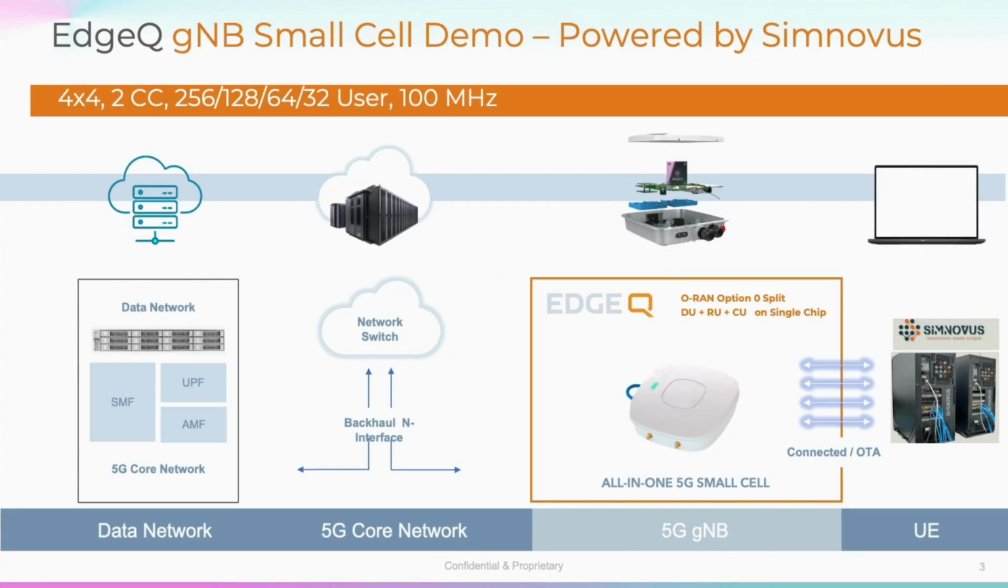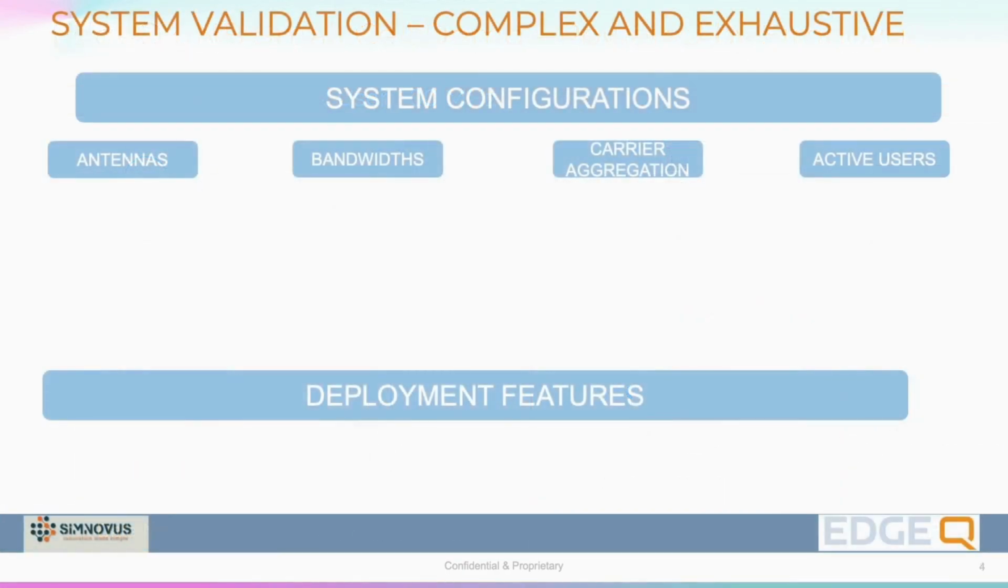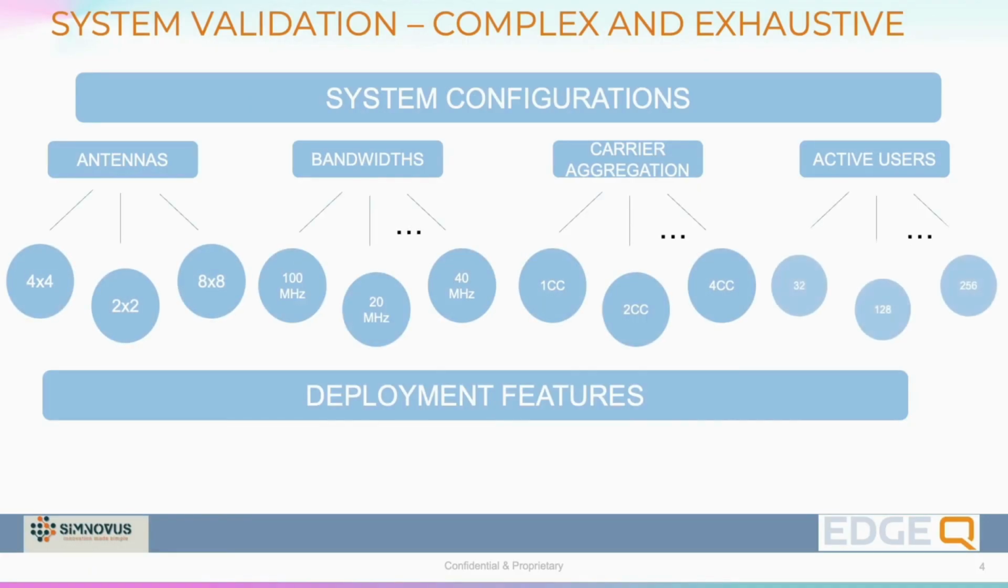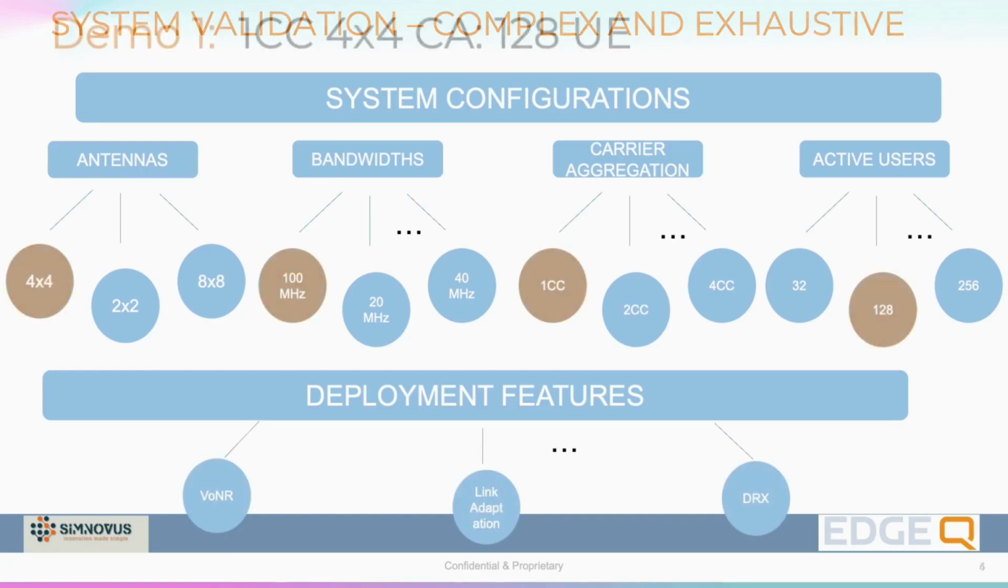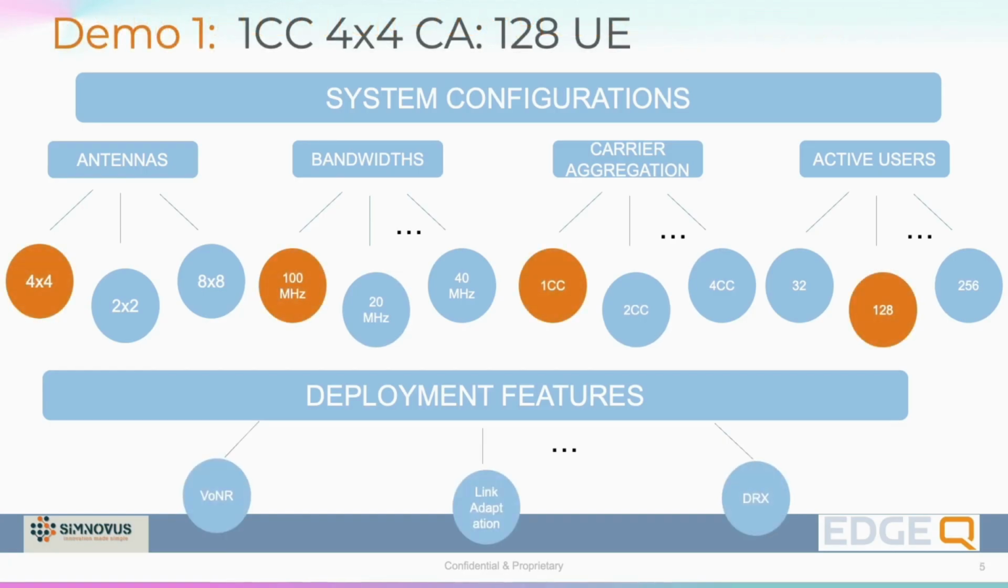Welcome to the demonstration of our complete 5G network architecture, featuring the 5G core, EdgeQ gNodeB, and Simnovus UE simulator. This system is highly configurable, allowing you to set up various antenna configurations such as 4x4 or 2x2, and different bandwidths including 100 MHz, 20 MHz, and 40 MHz. You can also utilize carrier aggregation options like 2cc or 3cc, supporting a range of active users from 32 to 256 UEs.